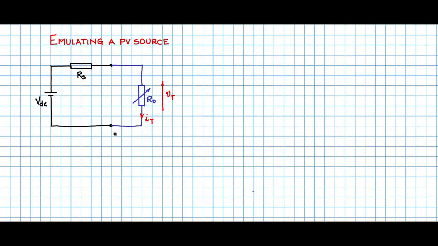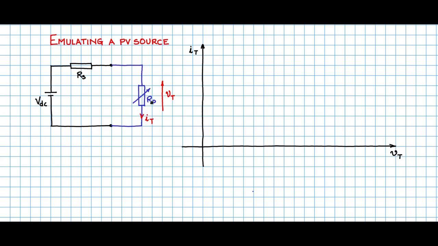Now if we look at this IV characteristic, we will see that the IV characteristic of this combination resembles that of a PV source, and therefore we can call this a simple PV source emulator. So now let us draw the characteristics. I will call the x-axis VT, and for the y-axis I will have IT.